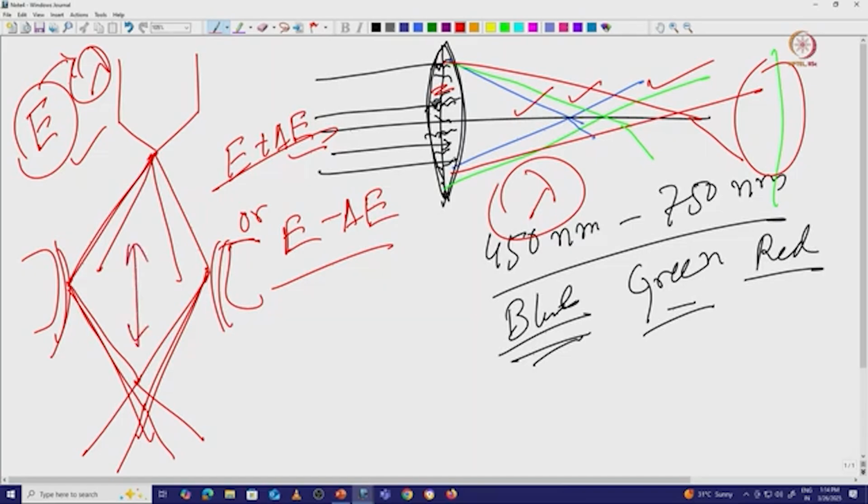So, today's class I will stop here. We will discuss these things in the next class in detail, all the aberrations including this chromatic aberration also.